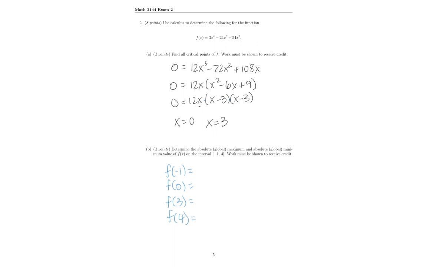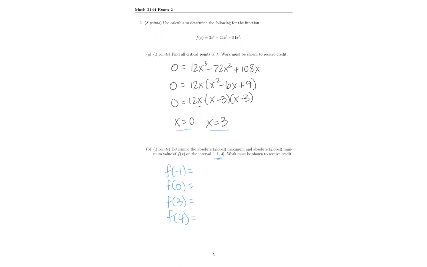And one thing to note is that the two critical points that I found happen to lie within this interval. If they did not lie within that interval, then I wouldn't consider them as relevant for that interval, so I would just throw them out. But in this case, my two critical points actually do lie in the interval, so I can consider them.